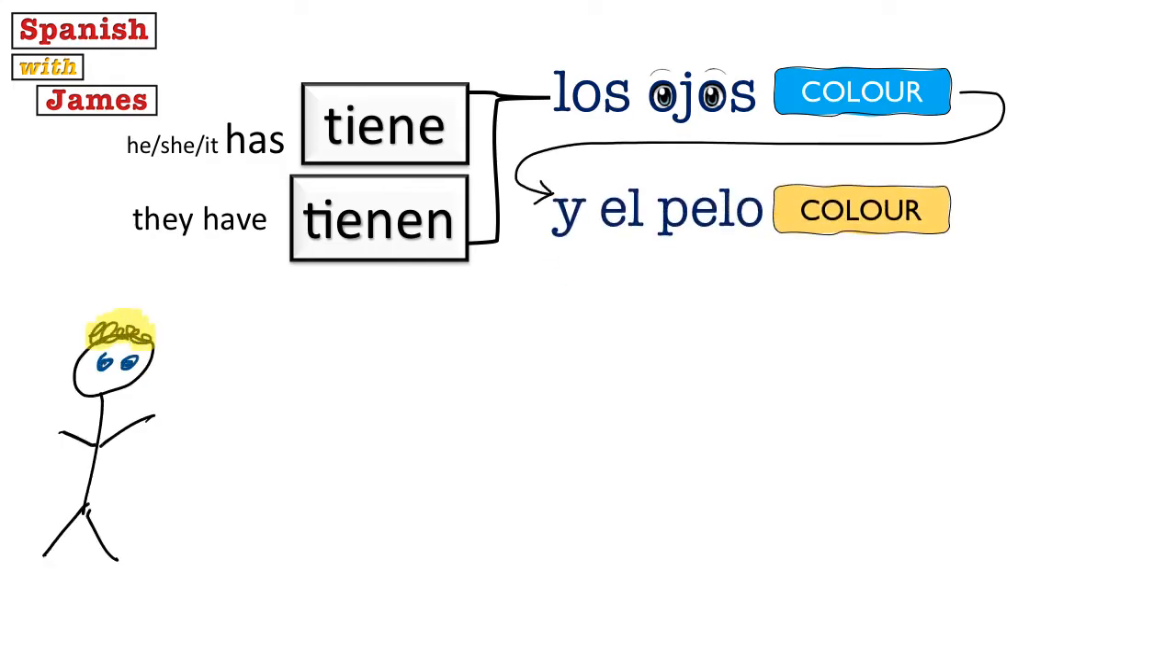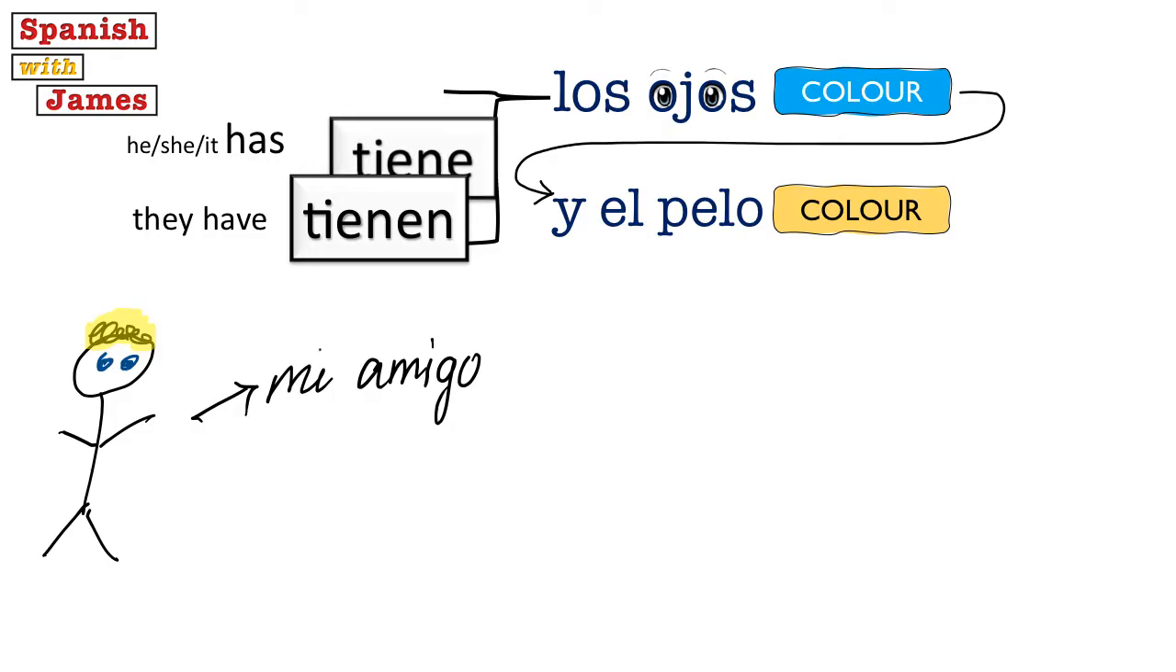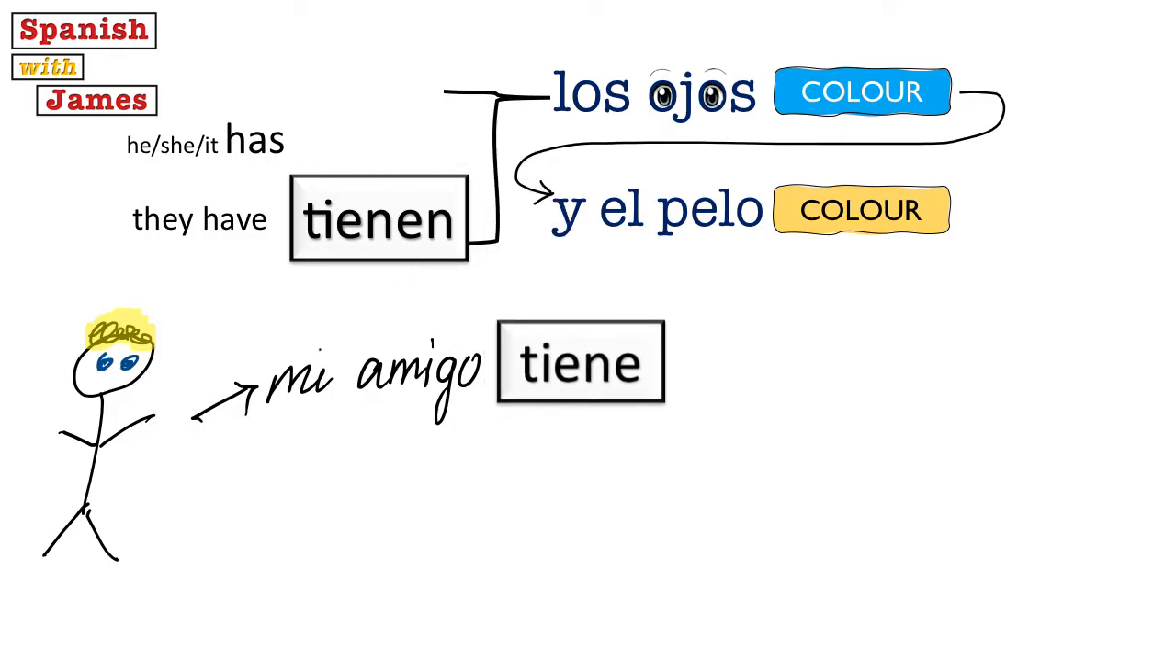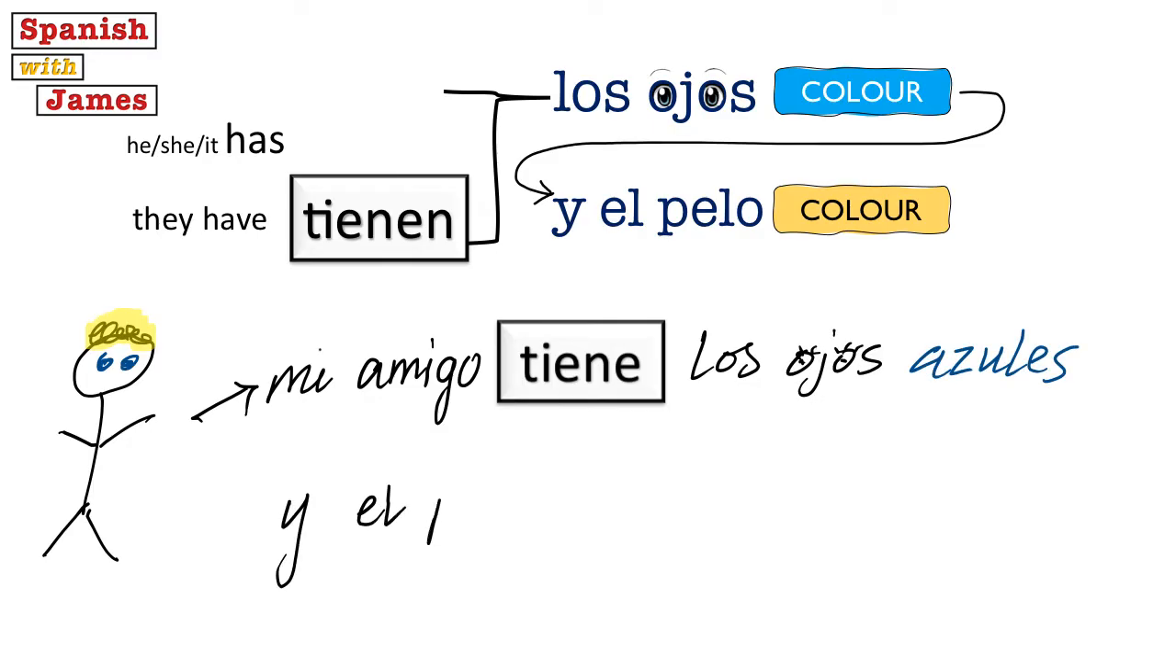So if we have this wonderful stick man that I've drawn here, let's say this is our friend, mi amigo. If we're going to describe a friend, just one friend, have a quick think about which form of the verb we're going to use. It's just one person. Mi amigo. Okay, so it's going to be the he, she, it form. It's going to be tiene. Mi amigo tiene los ojos azules y el pelo rubio. So my friend has blue eyes and blonde hair.